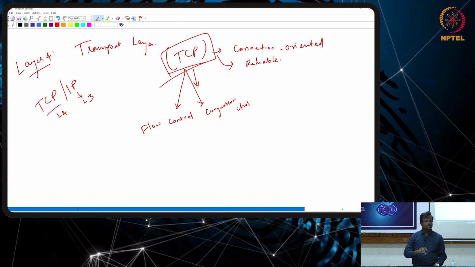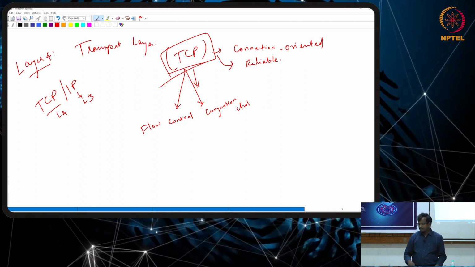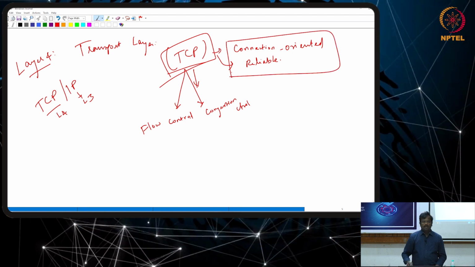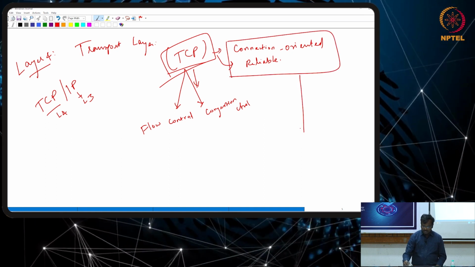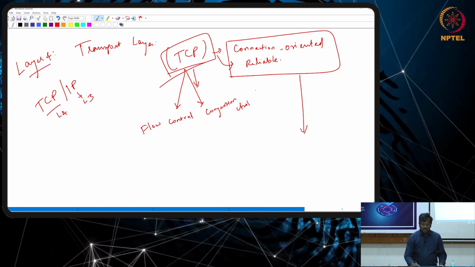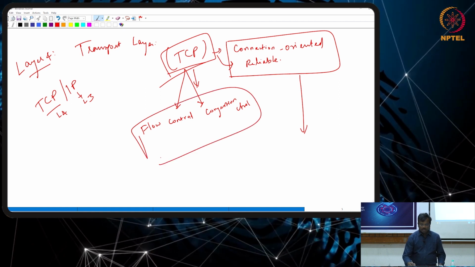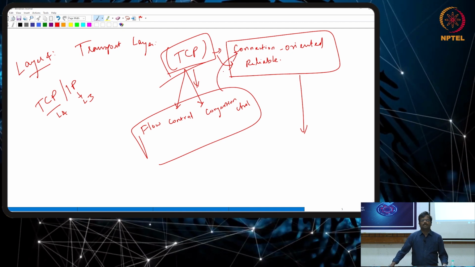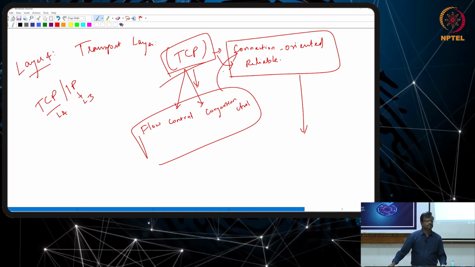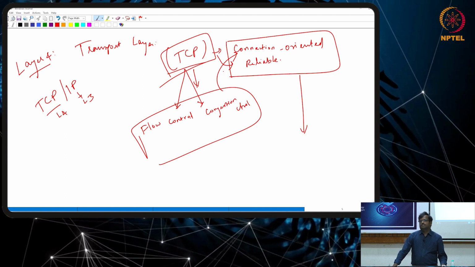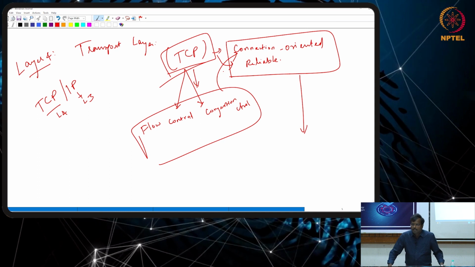Now, so this is the functional requirement of TCP. On top of that, these are the other benefits that TCP provides. And these things are possible only because TCP is using a connection oriented paradigm. What do you mean by that?